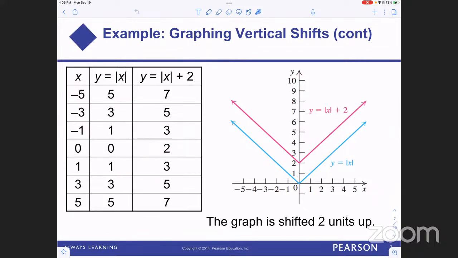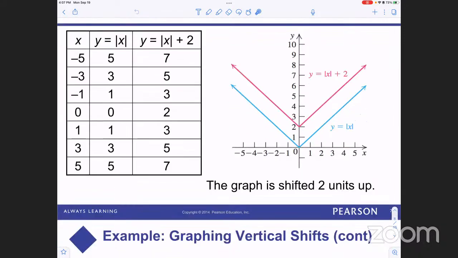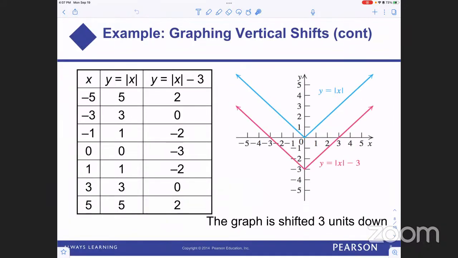So then we see that when we added 2 on the outside, it took our original graph and shifted it up 2 units. So adding a 2 on the outside, we're like adding 2 to all the y values, shifted the graph up by 2 units. So similarly, subtracting a 3 on the outside of our basic function caused our original graph to go down by 3 units.